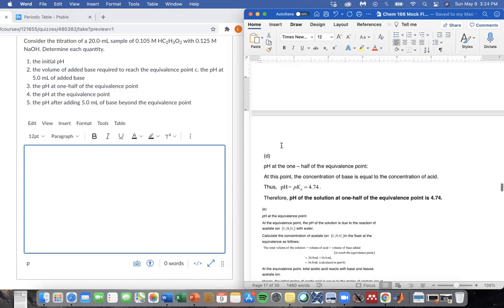So at 1/2 the equivalence point, pH just equals pKa here. And so at the halfway equivalence point, your pH equals your pKa, and your pKa is 4.74.